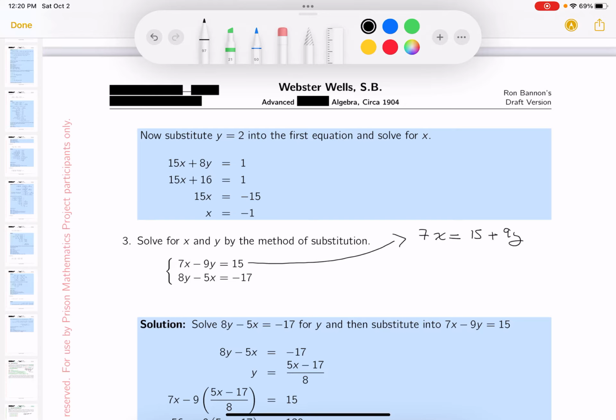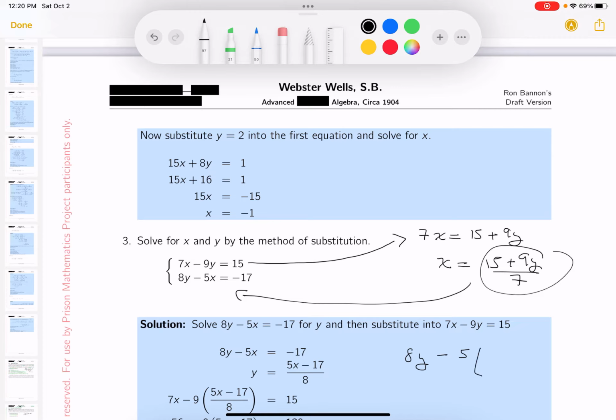I'm going to solve for x. What do you get next? X equals 15 plus 9y over 7. Then I'm going to take this, and I'm going to plug it into the second equation. Now, let's put that down. So what do you get? 8y, the second equation, minus 5x. Well, what's x? This is what x is. I'll write it down.